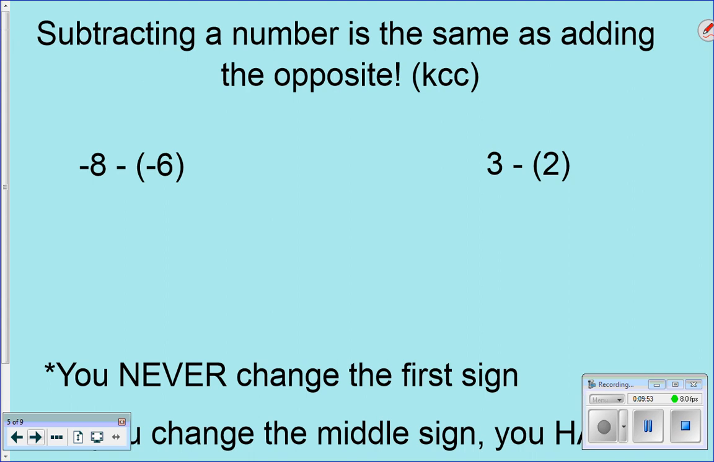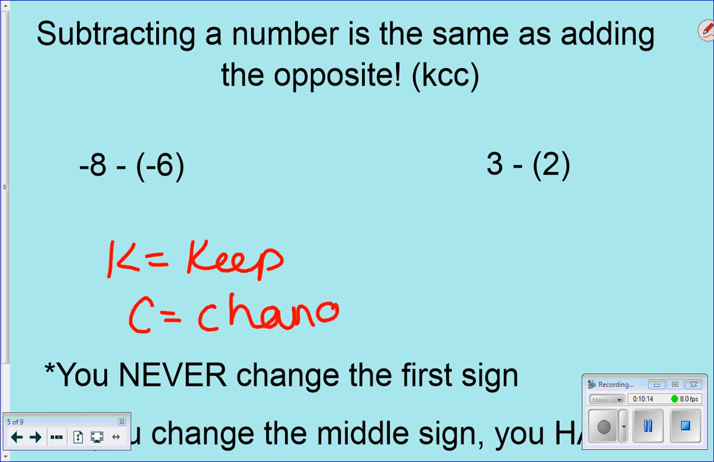Subtracting, and when you have a negative, is the same as adding the opposite. So, KCC, that's one thing you really want to know. K means keep, C means change, and C means change. So K equals keep, and the C's equal change. Now let me show you how this works. I'll wait till you're done writing.